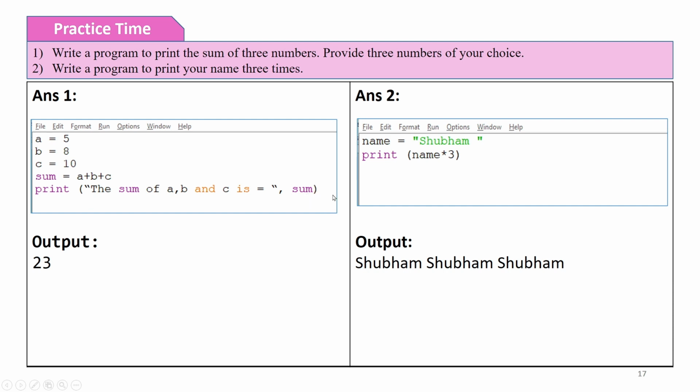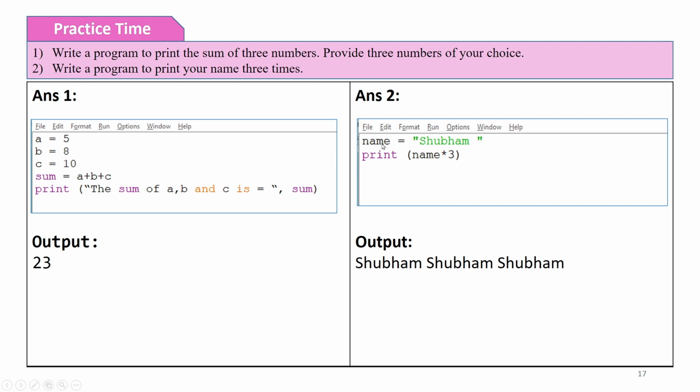So after writing this, I will get the answer as 23. So 5 plus 8 is how much? 13, and 13 plus 10 is 23. So I will get the answer as 23. Then write a program to print your name 3 times.